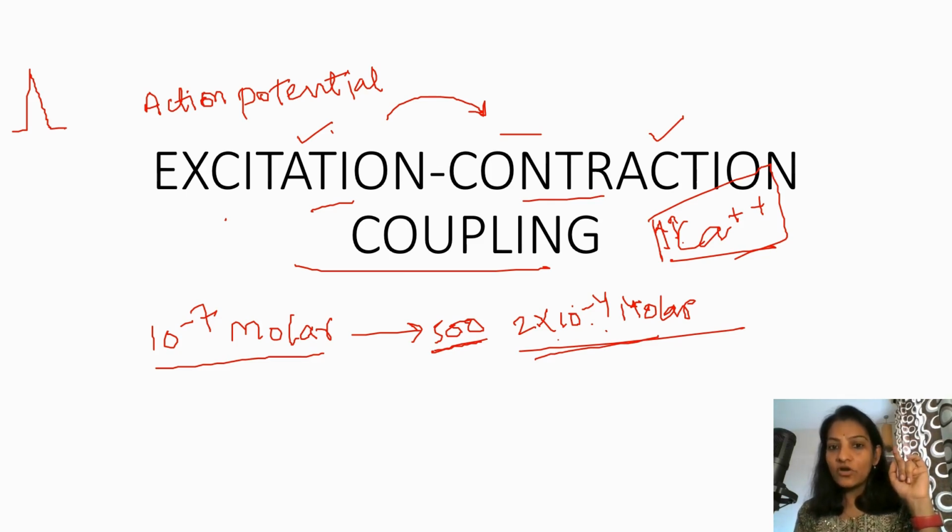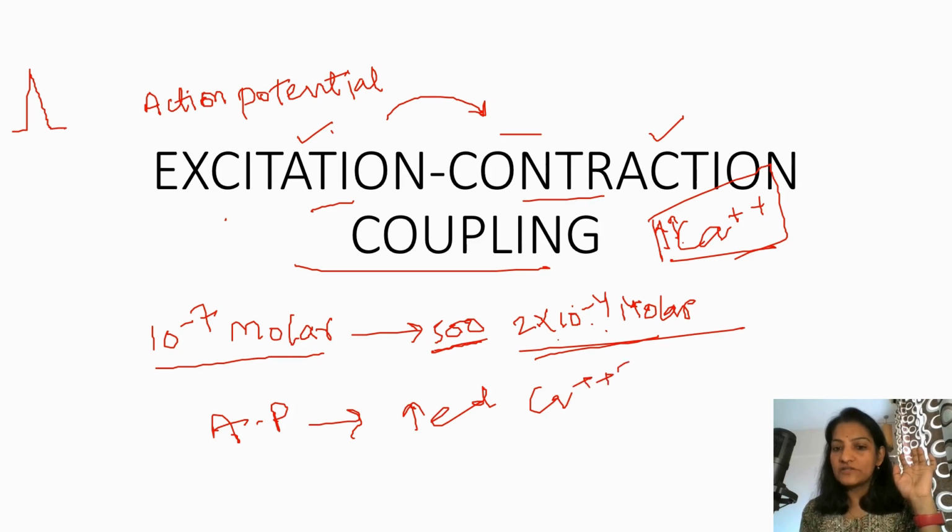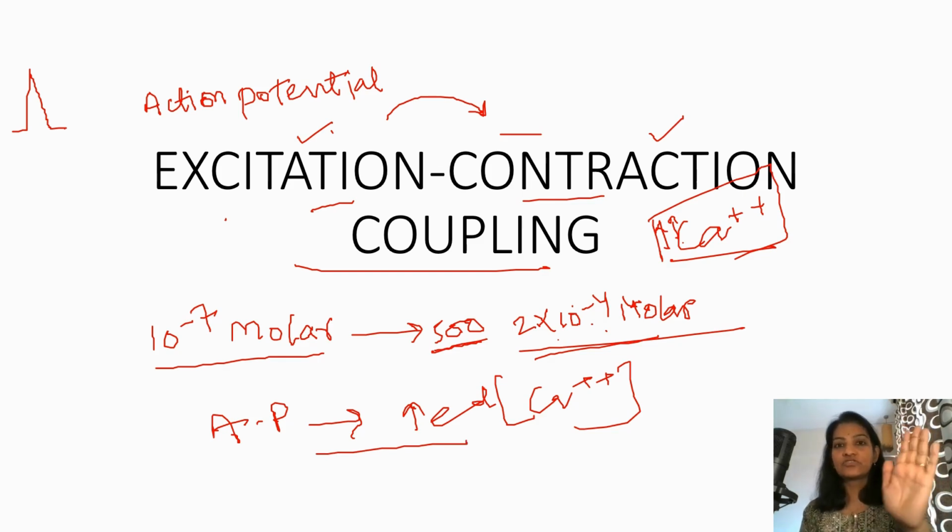Now, excitation contraction coupling is this mechanism by which the action potential leads to the increased availability of calcium ion concentration. This whole mechanism is discussed as excitation contraction coupling, because once the calcium ion is available in higher concentration, it will lead to the contraction. So where will the calcium ion increase from, and how will it increase? Through the generation of action potential, which is discussed as excitation contraction coupling.